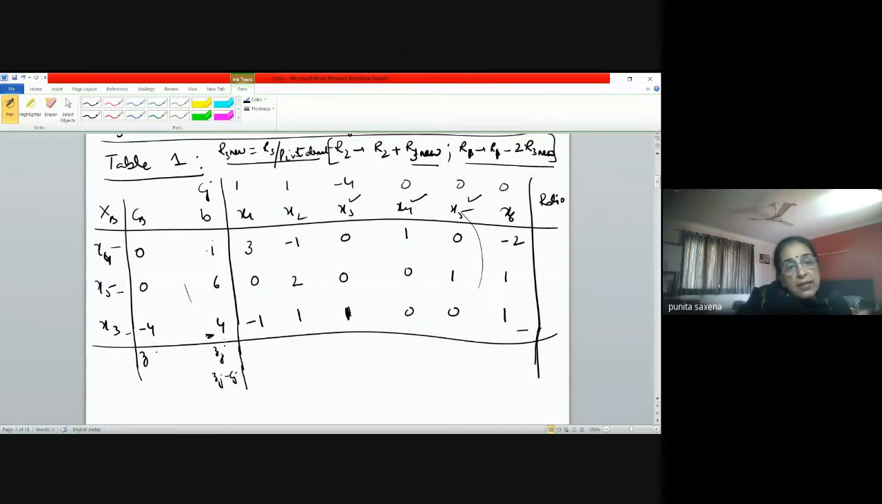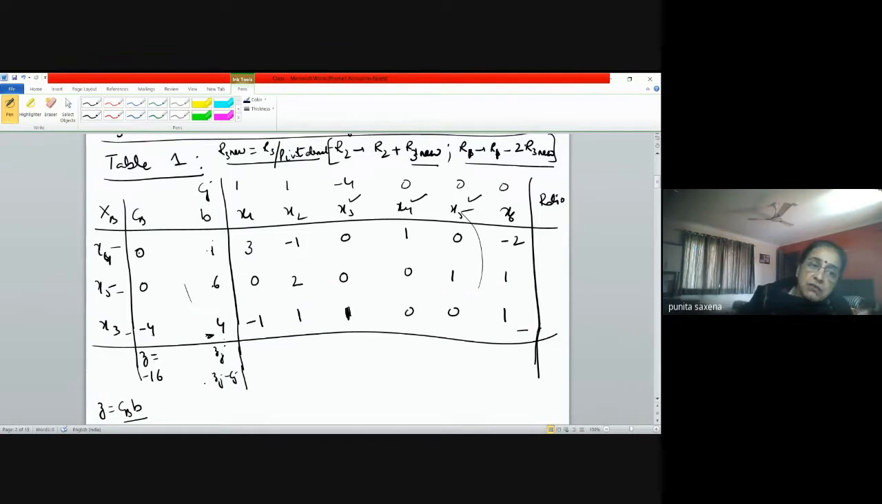What is your Z? CB, or you can remember it like this, CBB. Your Z is going to be CBB. Okay, so what is that? 0 into 1 plus 0 into 6 plus -4 into -4, which is what? -16. See now, isn't it an improvement?